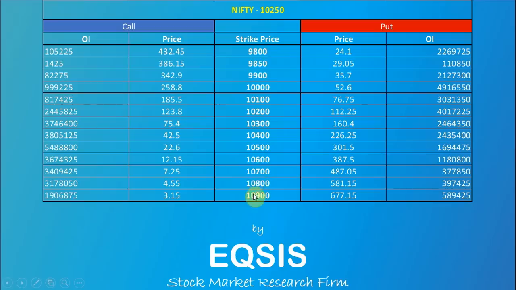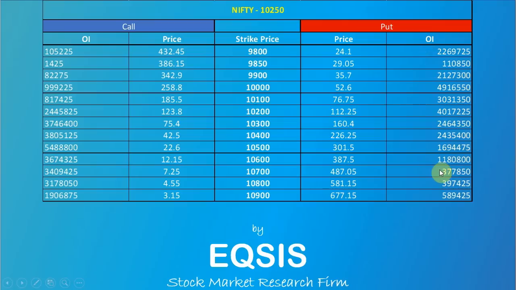The center column is actually the strike price. So at 9,800 the put price is 24 and the call price is 432. And if you see 10,100, the call price is 76 and the put price is 185. At 10,500 the put price is 301 and the call price is only 22. I hope now you are very clear about column 2 and column 4. Column 3 is the mediator which gives the strike price. The first column is the open interest of the call option of the corresponding strike price, and the put option open interest is listed here. Very simple thing, am I right?